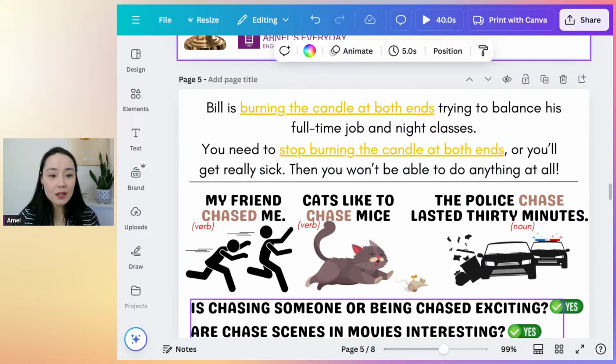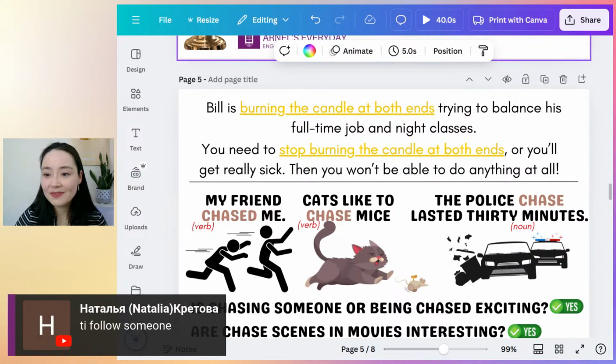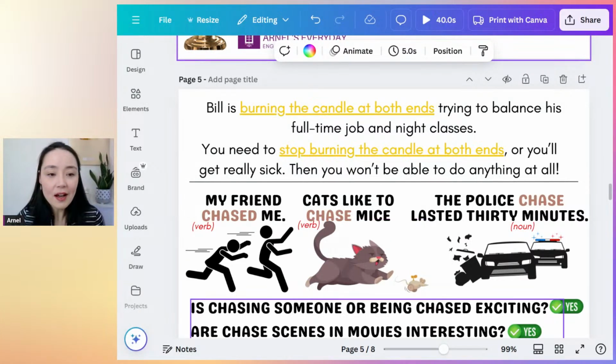Is chasing someone or being chased exciting? I'd say generally yes. I guess if you're playing or something. Are chase scenes in movies interesting? Yes. Natalia says to follow someone. I mean, if you follow someone, it can be walking even. Chasing is fast. Chase is always fast. Okay, so why am I asking you these questions? Why are we talking about chasing? Well, of course, it's gonna be in the next expression.